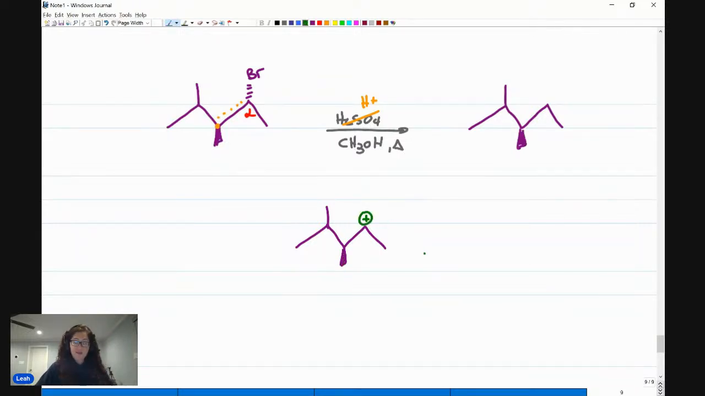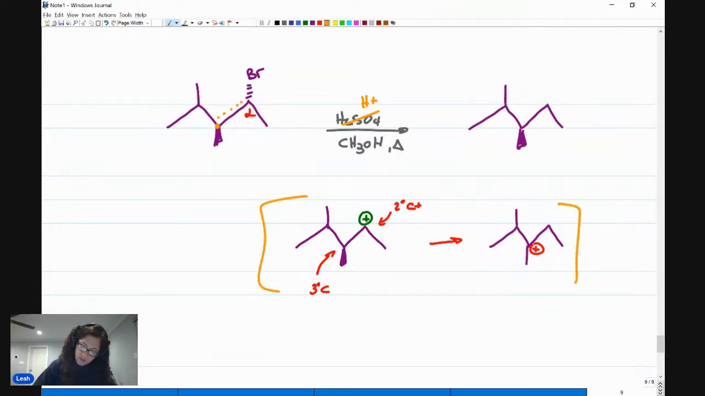It forms a carbocation. Here's the thing. This carbocation here is on a secondary carbon, and next to it, I have a tertiary carbon. That means if I do a hydride shift, I will have a much more stable carbocation intermediate. And the more stable carbocation intermediate is preferred. That is the one I'm going to work with. So this is the intermediate. You're not asked to show it though.